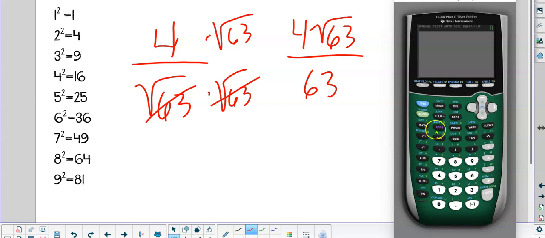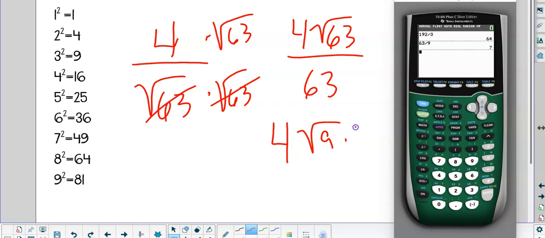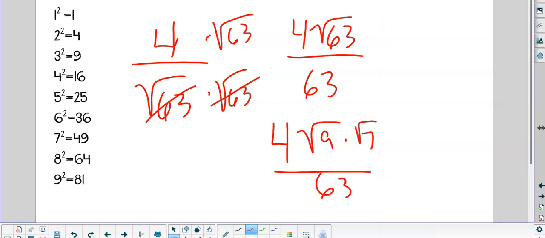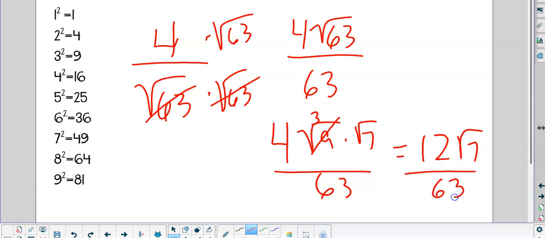Can 63 be simplified? That's the question. I know 3 goes into 63. 21 times. And 3 also goes into 21. Oh, 63 is 9 times 7, right? Let's check that. 63 divided by 9. Oh, yeah. So this is actually 4 times 9, square root of 9 times square root of 7. And this is a 3. So 4 times 3 is 12, square root of 7 over 63.